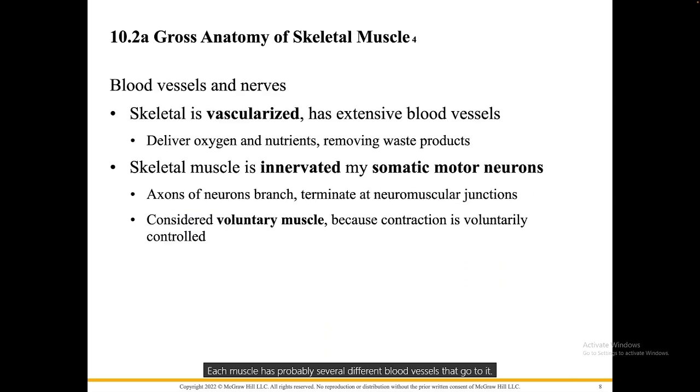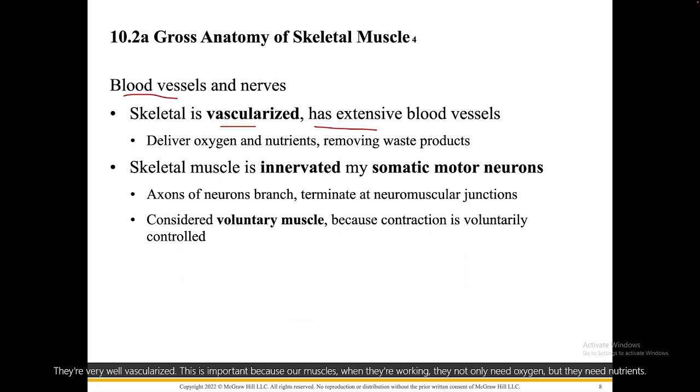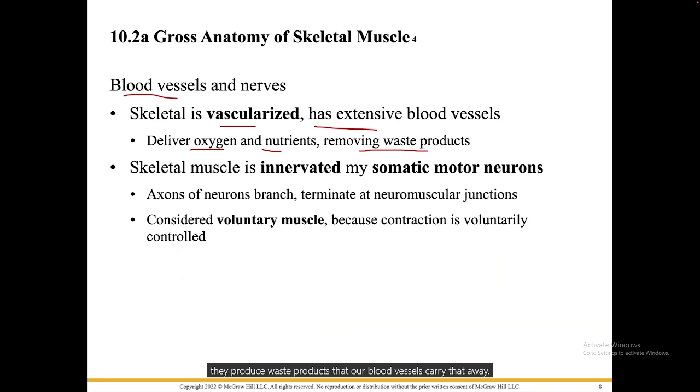Each muscle has probably several different blood vessels that go to it. Definitely the larger muscles have lots of blood supply, extensive blood supply. They're very well vascularized. This is important because our muscles, when they're working, not only need oxygen, but they need nutrients. We're going to talk so much about calcium in here, and you're going to understand calcium in a different way by the time we finish this chapter. But anything that works produces waste. So those muscles, while they're working and after they work, continuing with the metabolic process, produce waste products, and our blood vessels carry that away.